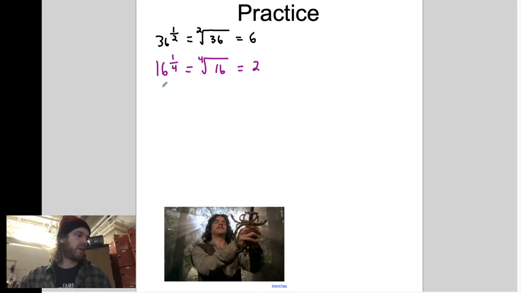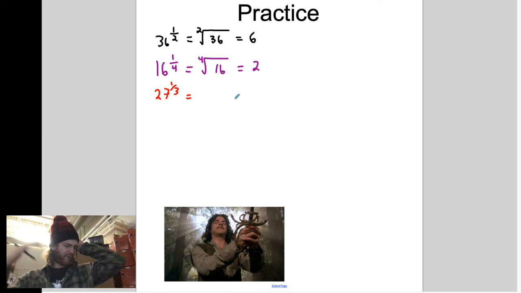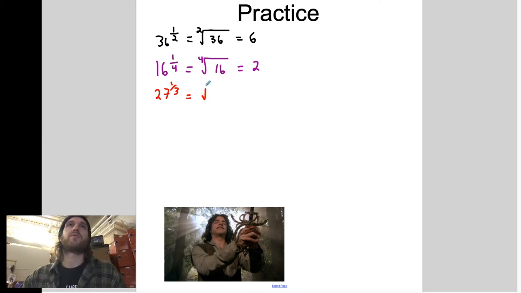In red, 27 to the 1/3. Why don't you guys give this one a try? Talk about phrasing the question and then answer the question. And make sure you write it in radical form as well. 27 to the 1/3. What number multiplied 3 times is 27? That answer is 3.